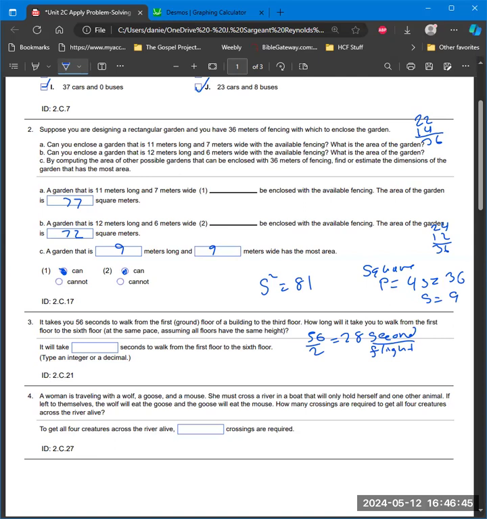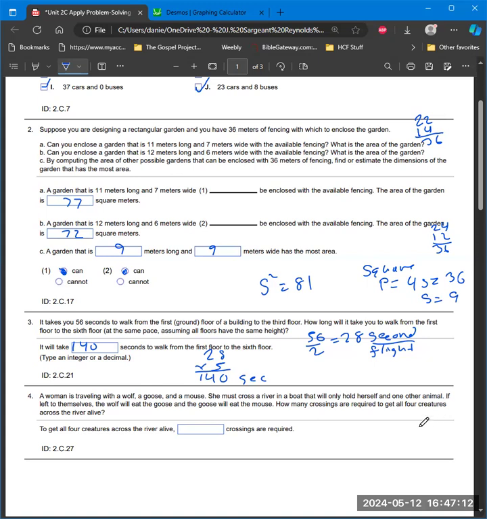And then how long will it take you to walk from the first to the 6th floor, which is 5 flights of steps? So 28 times 5 is 140 seconds. They tell us that we can type an integer or a decimal. 140 is an integer.